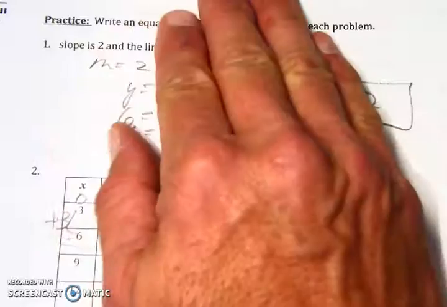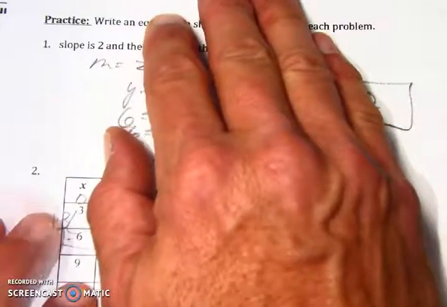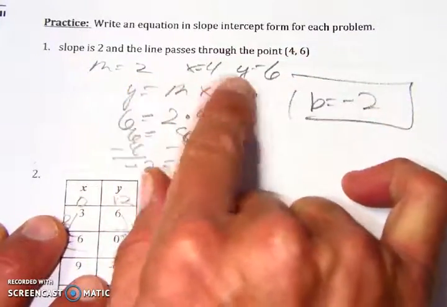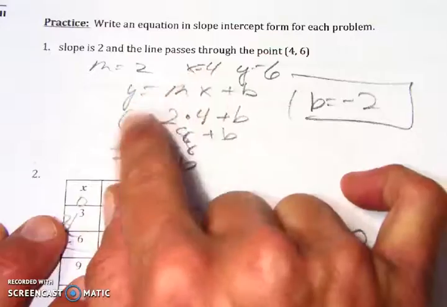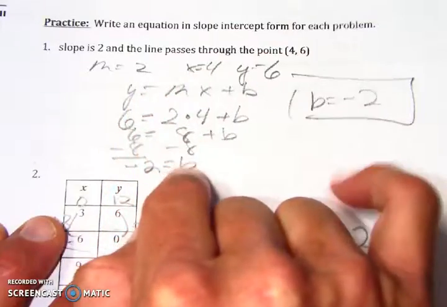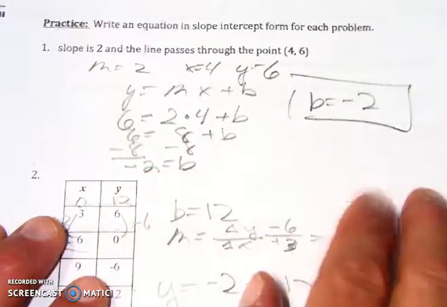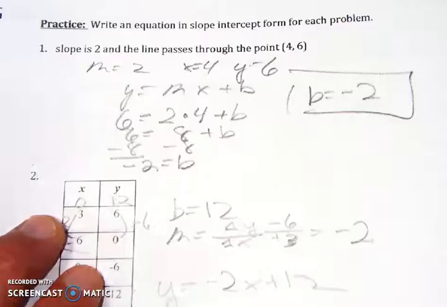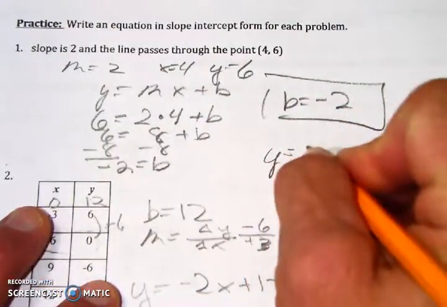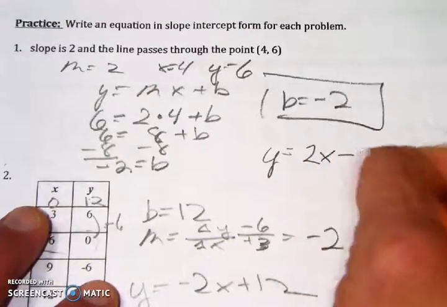Okay, by now you've finished the practice problems at the bottom. I want to reveal the answers. So number 1, it says slope is 2, x is 4, y is 6. So if I plug this in, 2 times 4 is 8. Do the additive inverse from 6, and you get -2 is b. So you can write this as y equals 2x minus 2.